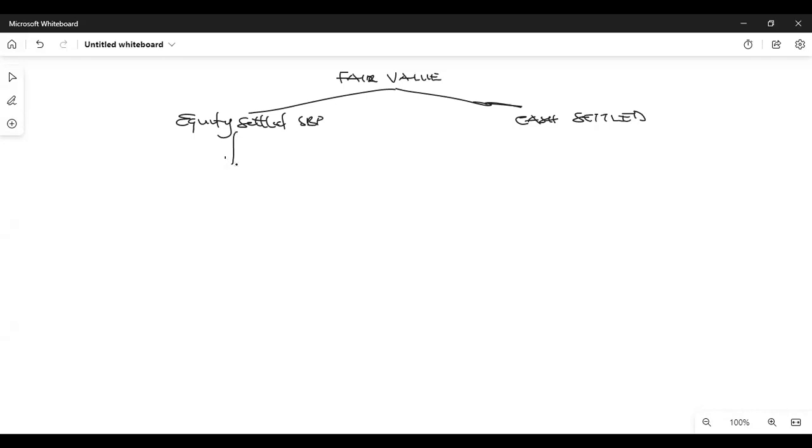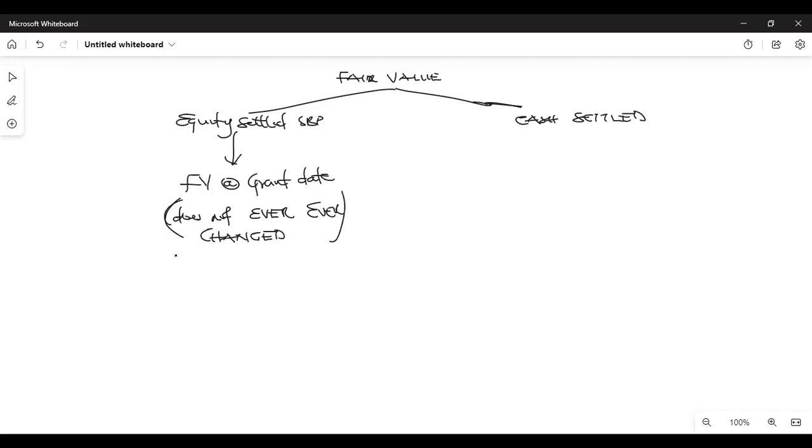All right, so if it is an equity-settled share-based payment, what you do is that you use the fair value at the grant date. Please, if it is equity settled, the fair value does not, and I want to stress on it, ever change. I'm stressing on it. It never ever changes. If in the exam they trick you that the fair value changed, I'm telling you to use the fair value at the grant date. Do not change it.